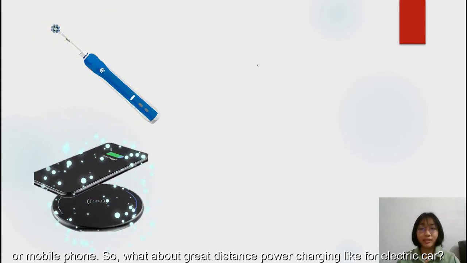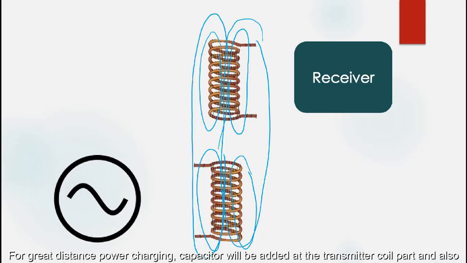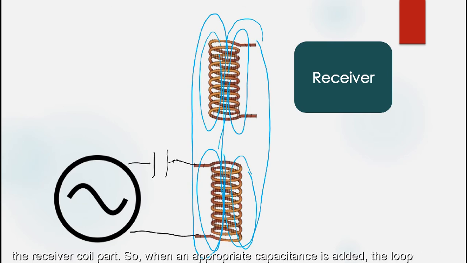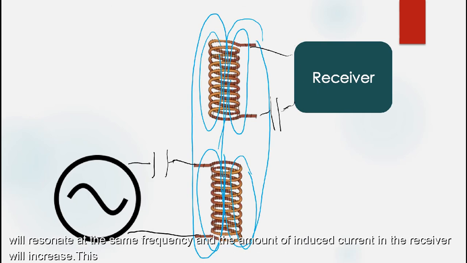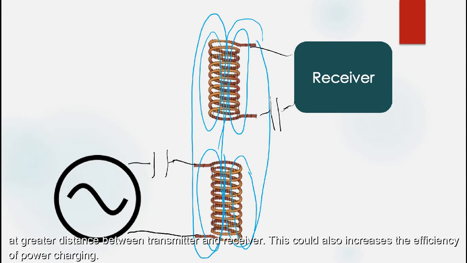So what about great-distance power charging, like for an electric car? For great-distance power charging, a capacitor will be added at the transmitter coil part and also the receiver coil part. When an appropriate capacitance is added, the loops will resonate at the same frequency and the amount of induced current in the receiver will increase. This is called resonant inductive charging, or magnetic resonance. Resonant inductive charging enables power transmission at greater distance between transmitter and receiver. This could also increase the efficiency of power charging.